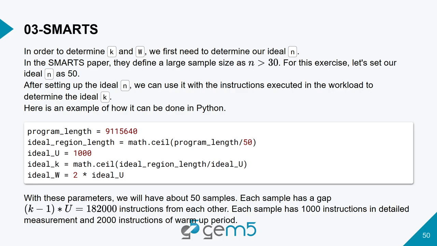In the SMARTS paper, they defined a large sample size as a size larger than 30. So for this example, we will set our ideal sample size as 50. After setting the ideal size, we can use this and the program's dynamic execution length to find out the rest of the parameters that we need to perform SMARTS. Here, our program has a length of 9 million instructions. So if we do the calculation, we get a gap, including warm-up and fast forward, of 182,000 instructions.